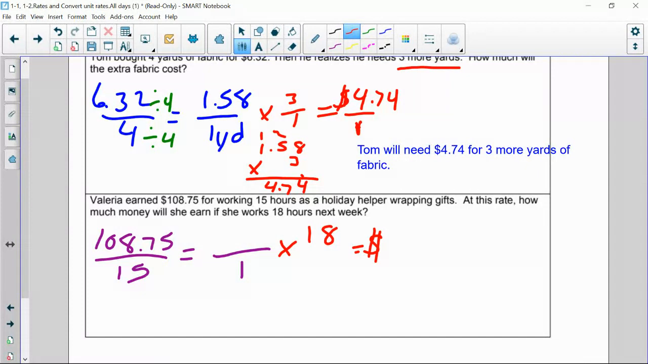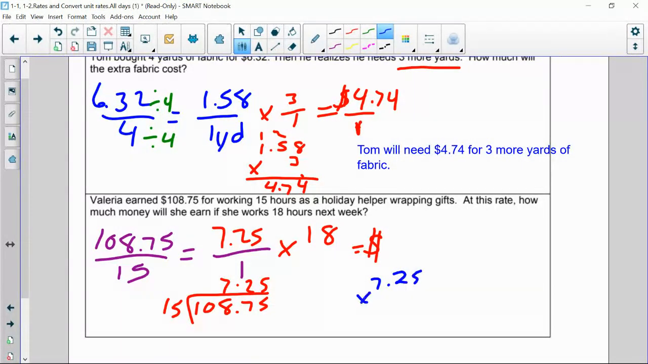Okay, so if I take my 108.75 and I divide that by 15, well, after doing the math, because I have worked it out already, we know that she's going to make $7.25 an hour. So that's what we're going to put up here, $7.25. Then I want to take my 7.25 times 18. And that will tell me how much she made after working 18 hours.